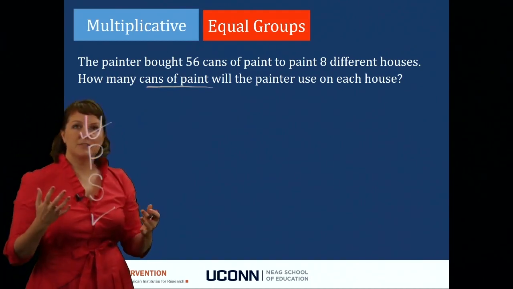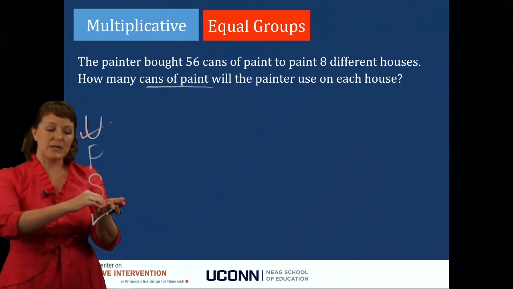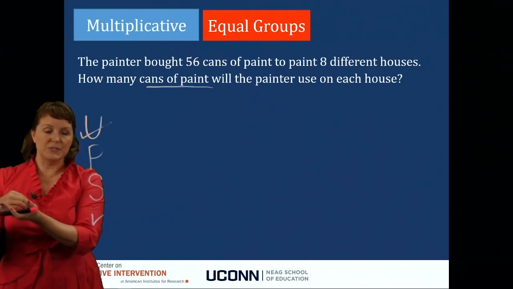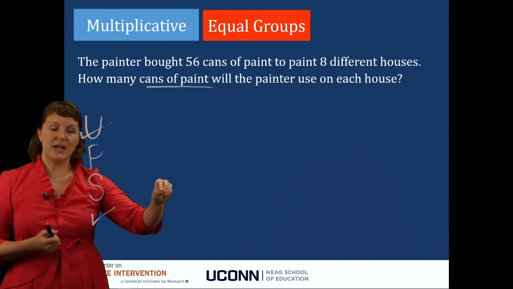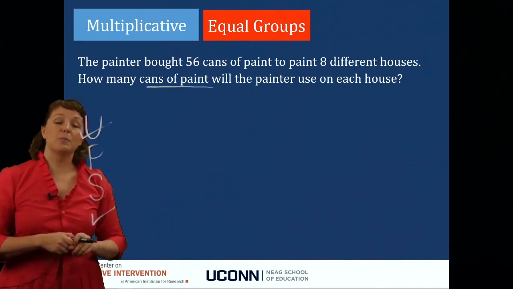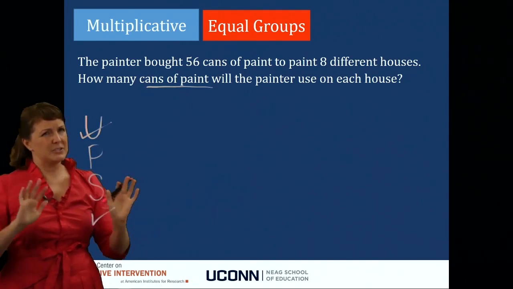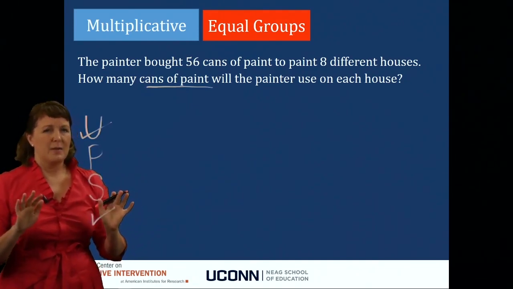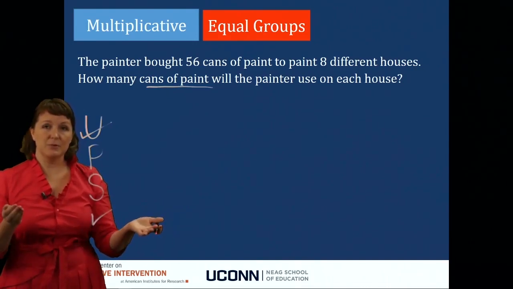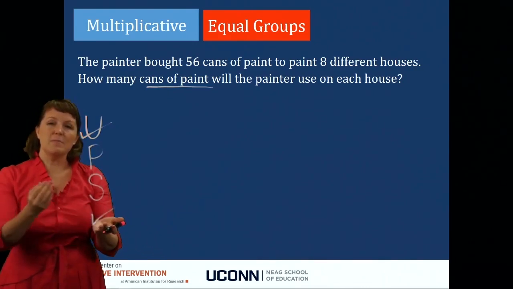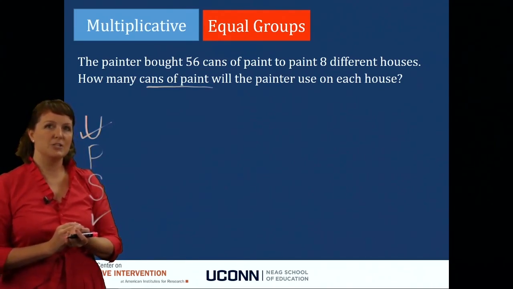Here I've got to ask myself some different questions. Is this an equal groups problem where I have groups with an equal number within each of those groups? Is this a comparison problem where I have a set multiplied a number of times? Or is this a ratios or proportions problem where if this is to that, then this is to that? Now we haven't talked about those other 2 just yet, but I see that this is an equal groups problem because I've got houses, so those are my groups. And I need to figure out the number of cans of paint for each of those houses. So I have to figure out the number within each group.